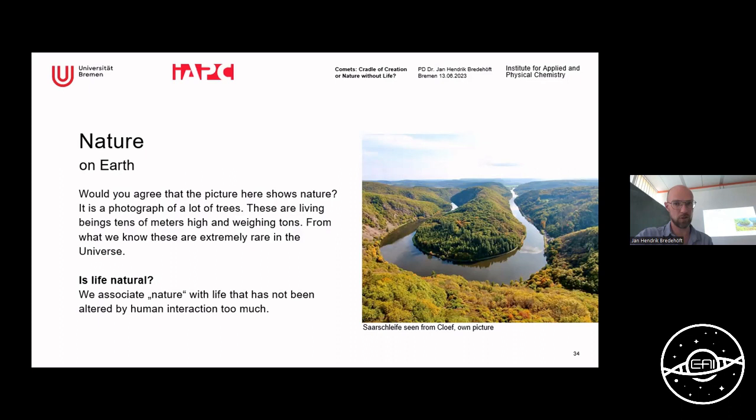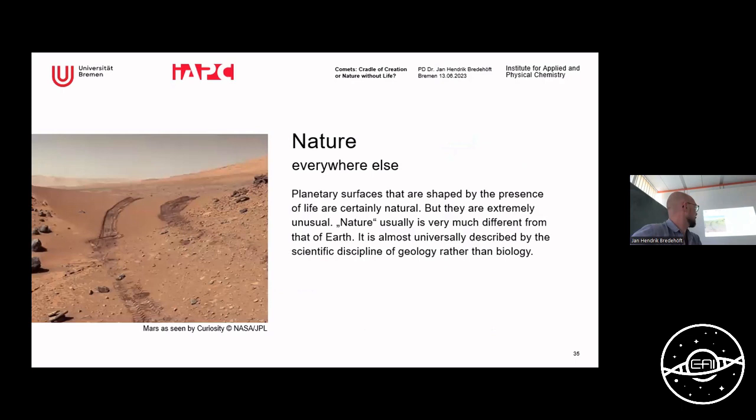That makes sense if you're looking at Earth. If you're looking at the rest of the universe, though, nature everywhere else will look much more like this than the beautiful Saarschleife picture. While planetary surfaces that are shaped by the presence of life are certainly natural, just look out the window, there's a good example, they are extremely unusual. Nature usually is very much different from that of Earth. And the scientific discipline used to describe nature most universally is certainly geology rather than biology, if you exclude this one outlying data point of Earth.